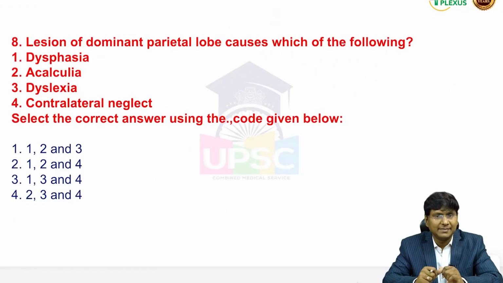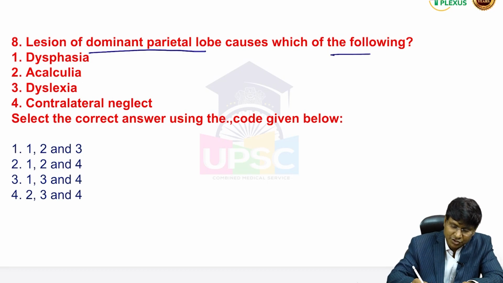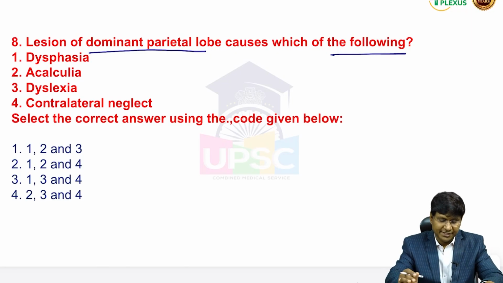Then followed by that, the next important question is on the parietal lobe. Lesion of the dominant parietal lobe causes which of the following? Dysphagia, acalculia, dyslexia, contralateral neglect. Select the correct answer using the code given below.